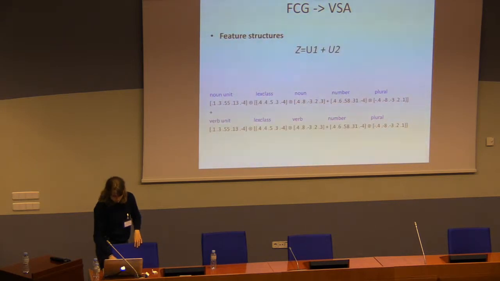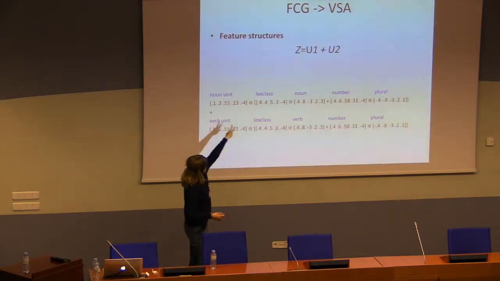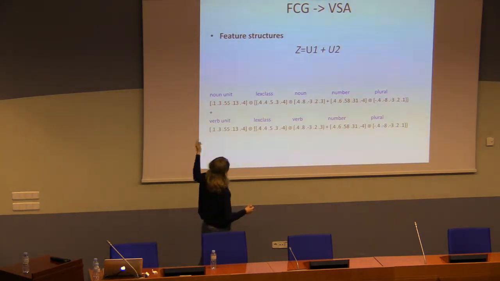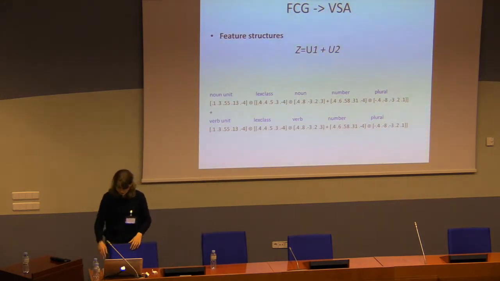Then the last level here is the feature structures. And this is done by just adding two units together. So again, if this is the first unit up at the top, and this is the second unit here, they can be just added together, and that would represent a feature structure.